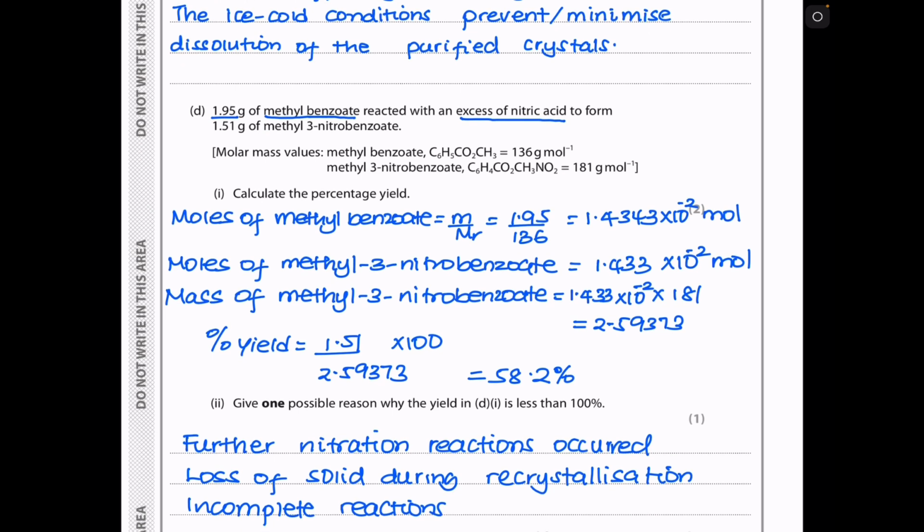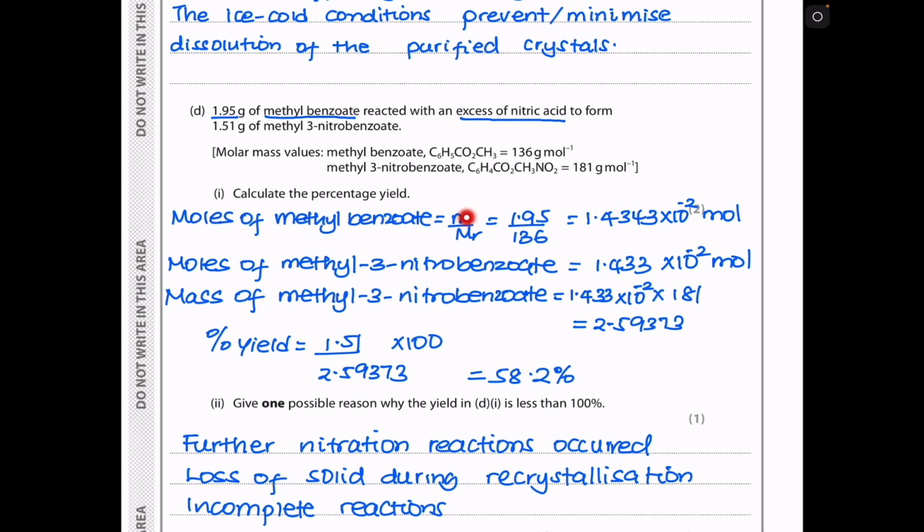In part D, 1.95 grams of methyl benzoate reacted with an excess nitric acid to form 1.51 grams of methyl 3 nitrobenzoate. So they've given us the molar mass of methyl benzoate and the molar mass of methyl 3 nitrobenzoate. They say calculate the percentage yield. So I begin with the moles of the reactant, which is methyl benzoate.